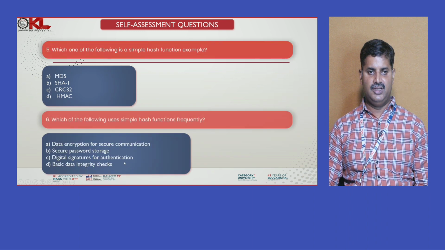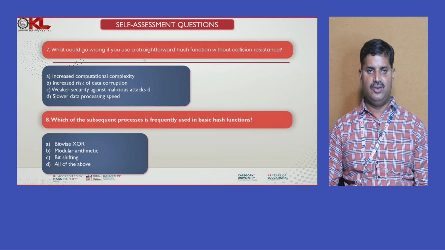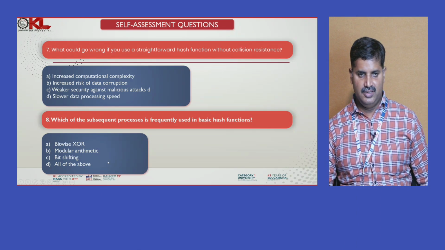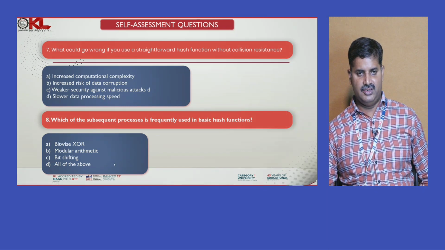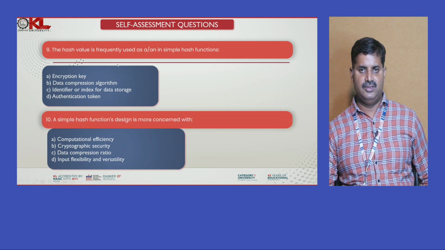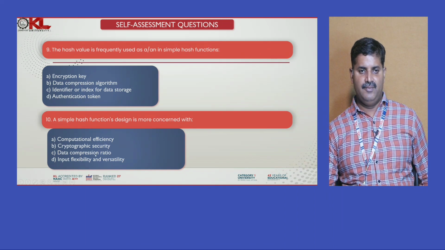These are the questions arising in session 3. What could go wrong if you use a straightforward hash function without collision resistance? Increase in computational complexity, slower data processing speed. Which of the subsequent processes is frequently used in a basic hash function? Bitwise exclusion, modular arithmetic, bit shifting. These three are correct. And the hash value frequently used in a simple hash function is an encryption key, data compression algorithm, identifier, or index. A simple hash function design is more concerned with cryptographic security.